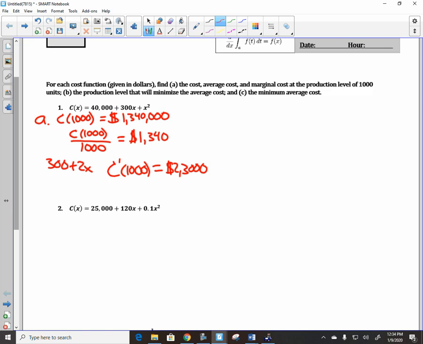So the average cost is lower than the marginal cost, isn't it? That means that we're running into something right now where it's costing us more money. Who knows? It might be the demand of what we're trying to produce. Who knows?